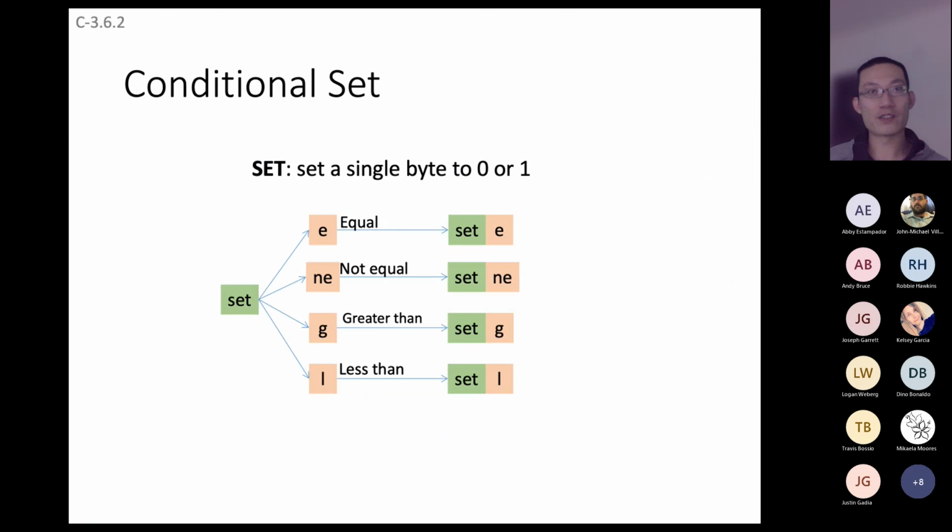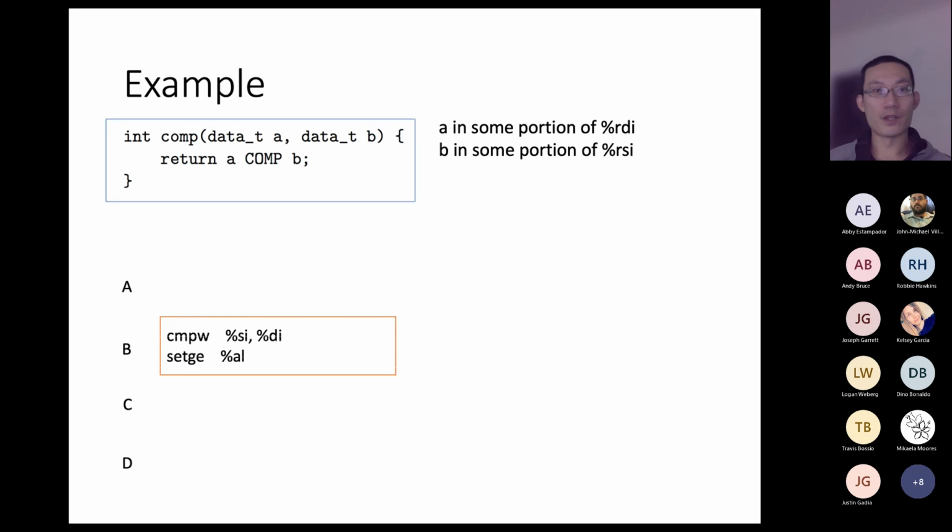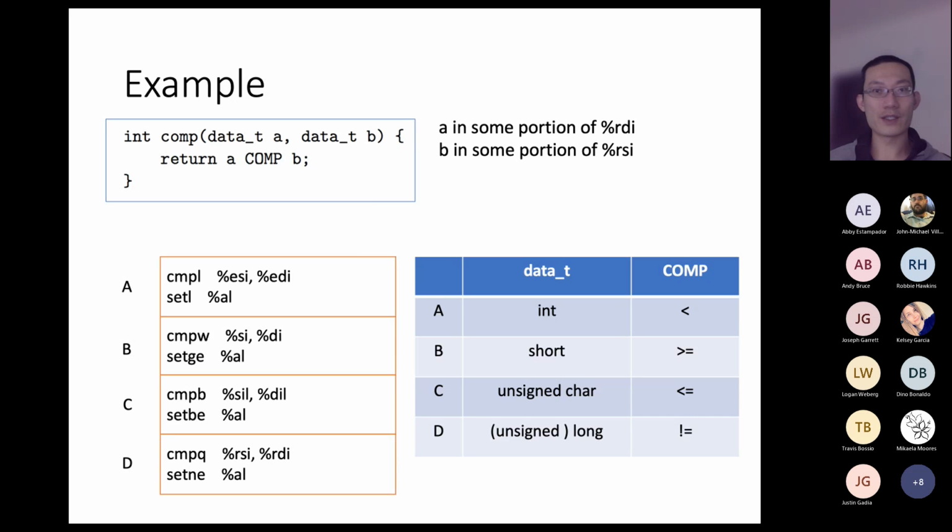And also we talked about the conditional set. We set the byte to be 1 or 0 based on whether the condition has been satisfied or not. If satisfied, we set it to 1, otherwise we set it to 0. And this conditional set just does this job. Here is an example for the conditional set.